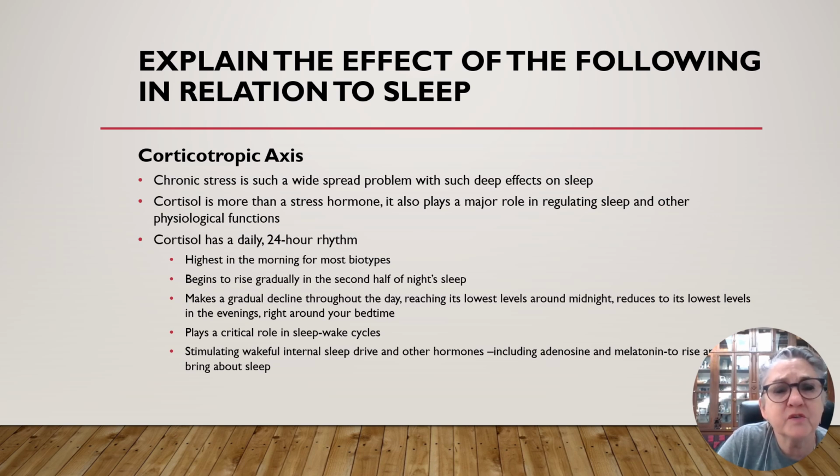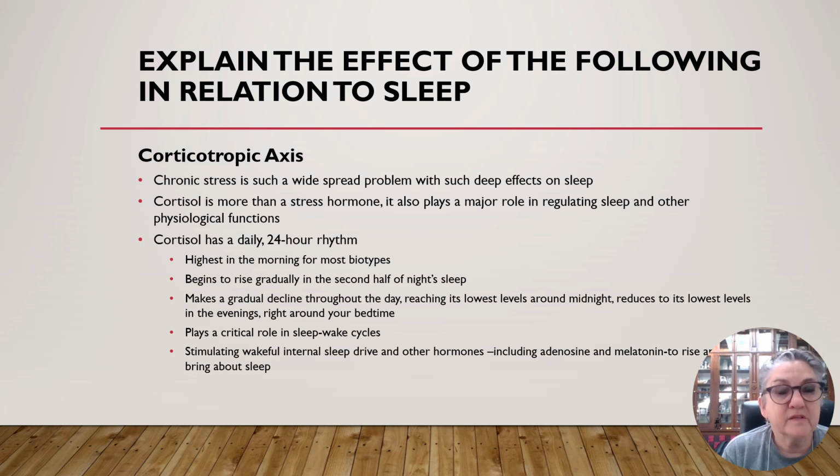Cortisol is more than a stress hormone. It also plays a major role in regulating sleep and other physiological functions. Cortisol has a daily 24-hour rhythm. It's highest in the morning for most chronotypes. It begins to rise gradually in the second half of a night's sleep. It makes a gradual decline throughout the day, reaching its lowest levels in the evening, right around your bedtime.